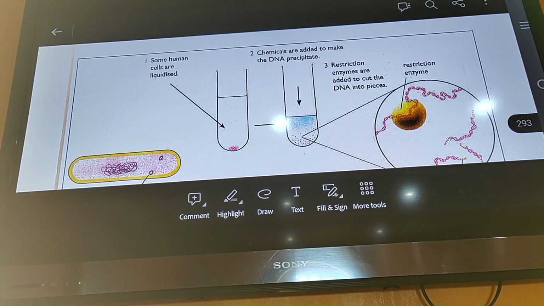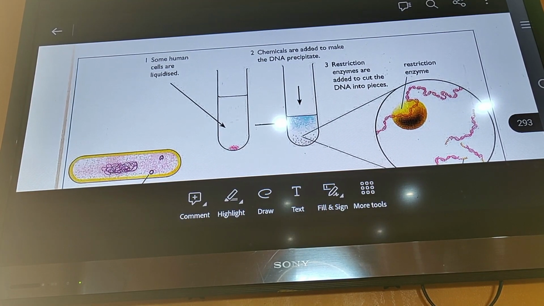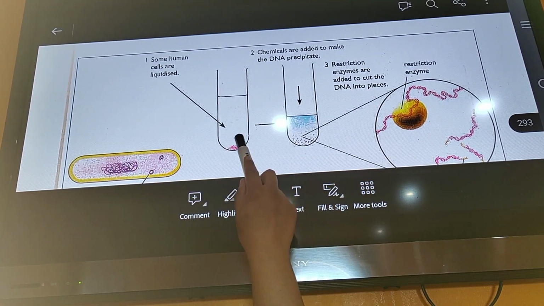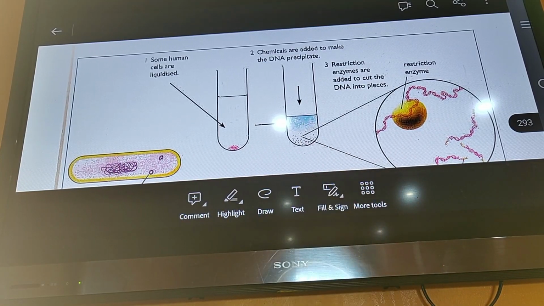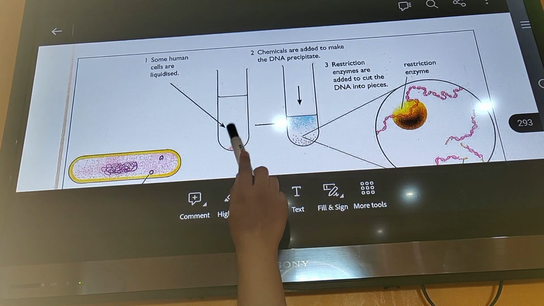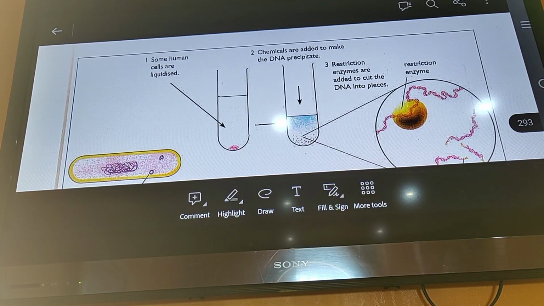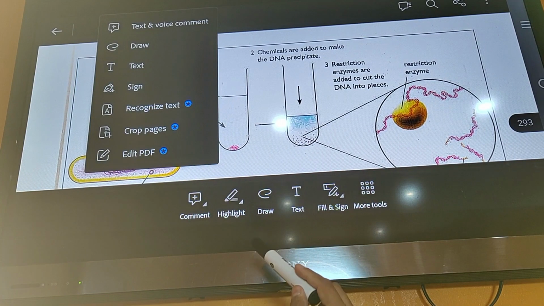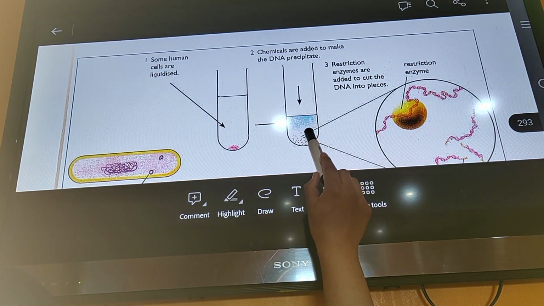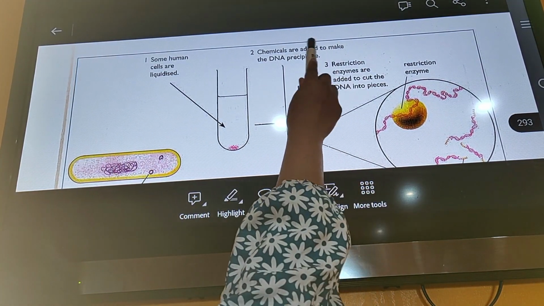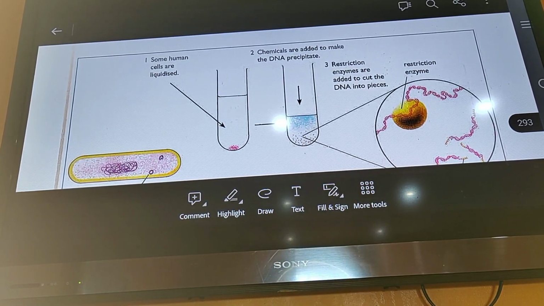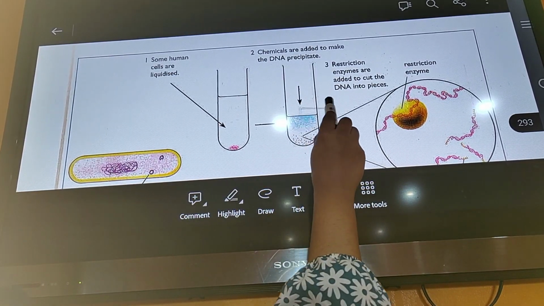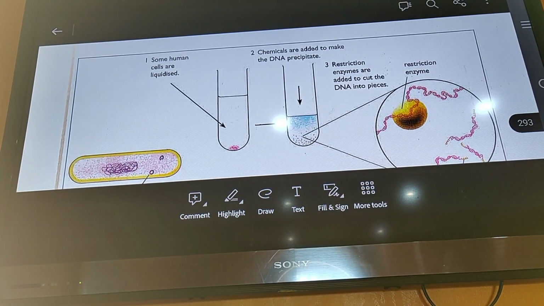So to review it, what will we do? We will take a test tube and we will add the human cells here. And what part of the human cell is more important? The nucleus. The nucleus has chromosomes, chromosomes have genes. So chemicals are added to make the DNA precipitate downward, and the material above is removed.